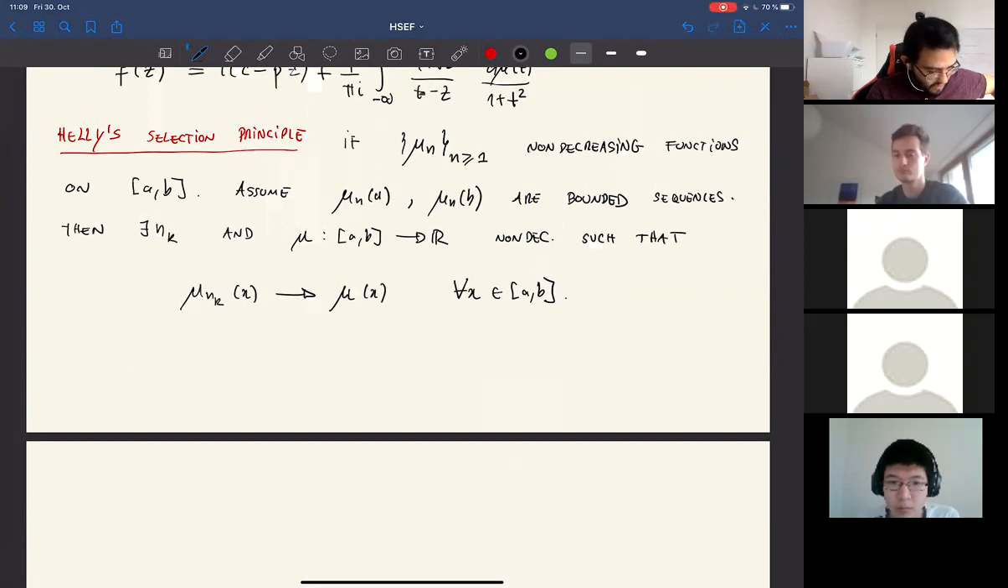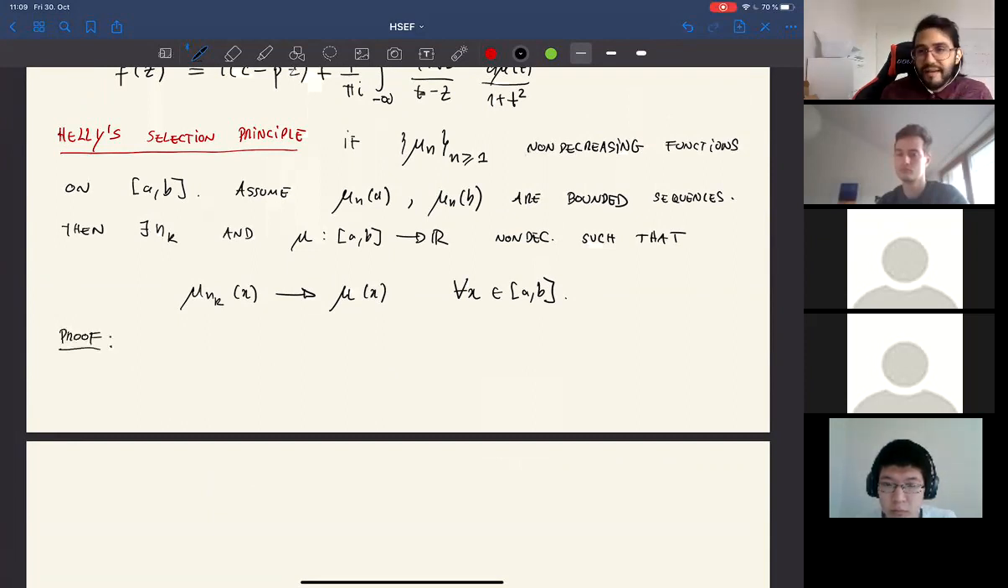And the proof is actually quite simple. Let me prove it here. So why do we need that first? Well, we will prove theorem 4 by using some kind of approximation argument, and we'll have to take a limit of some non-decreasing functions, and then the Helly selection principle will help us with that. Okay, so proof.